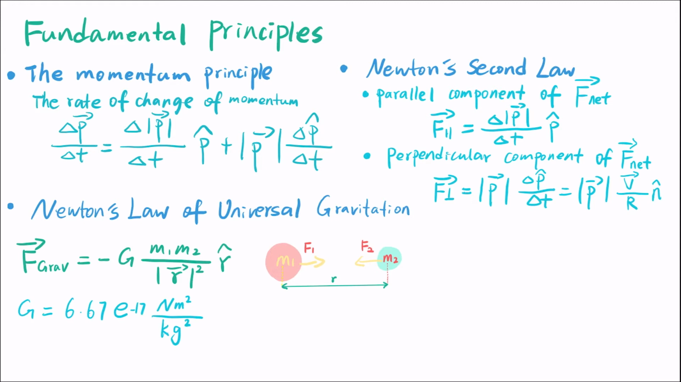The second one is Newton's second law, and here the net force could be separated into two parts. The first one is the parallel component, and the second one is the perpendicular component. And the third one is Newton's law of universal gravitation, and here we have a formula for the gravitational force, where G is the gravitational constant.